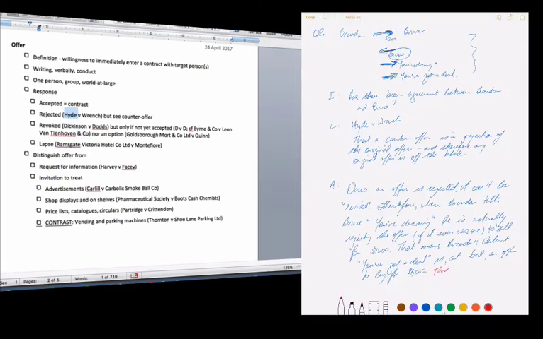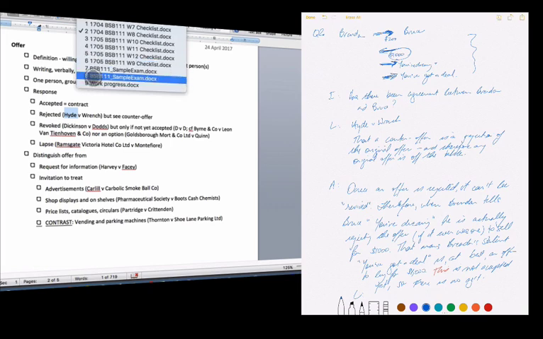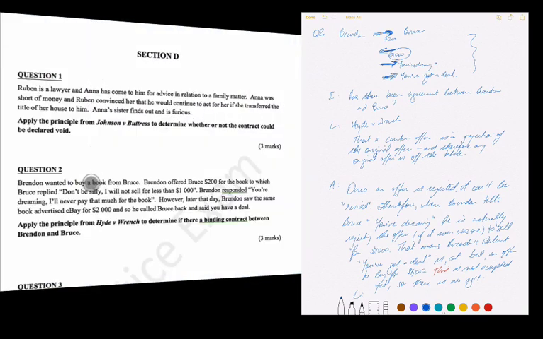This is not accepted yet. So there is no agreement. Conclusion. And what's our question asked again? We've been asked, is there a binding contract? Conclusion, there is no binding contract.